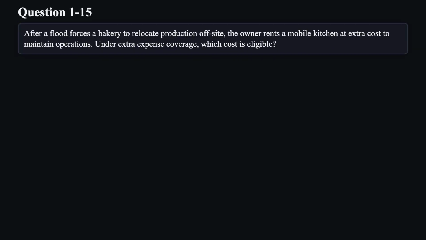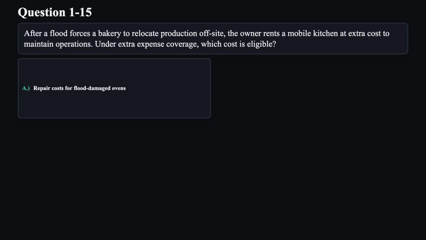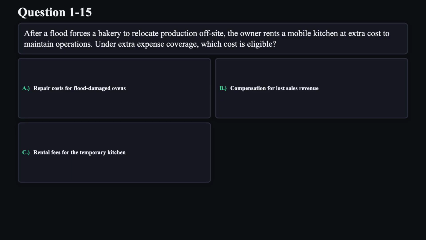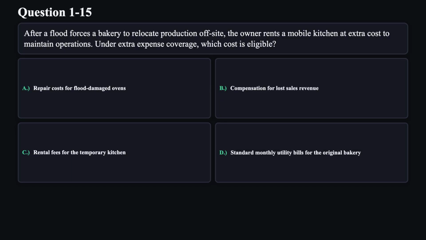Question 15. After a flood forces a bakery to relocate production off-site, the owner rents a mobile kitchen at extra cost to maintain operations. Under extra expense coverage, which cost is eligible? A. Repair costs for flood-damaged ovens. B. Compensation for lost sales revenue. C. Rental fees for the temporary kitchen. D. Standard monthly utility bills for the original bakery.